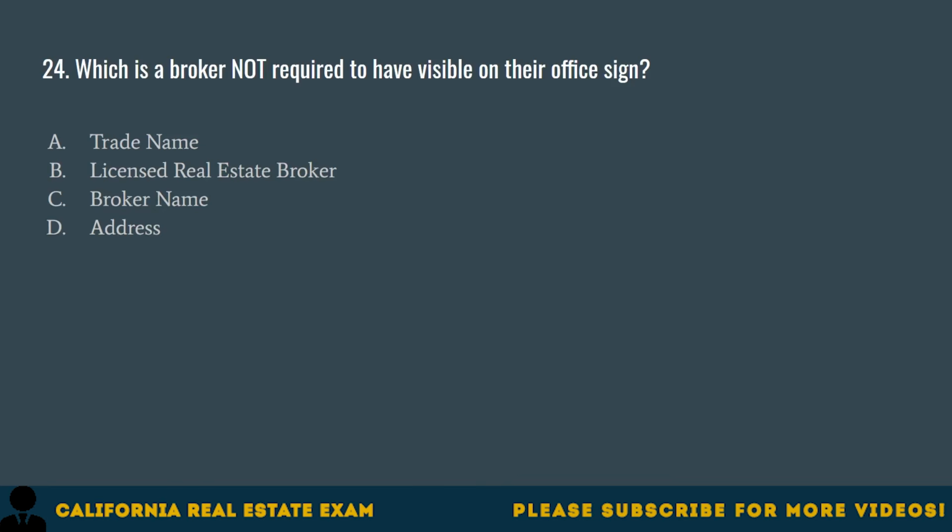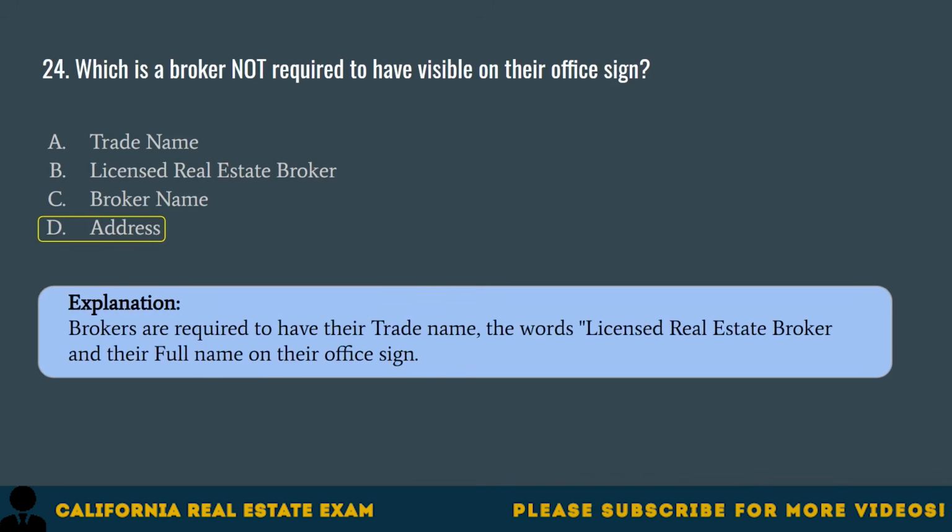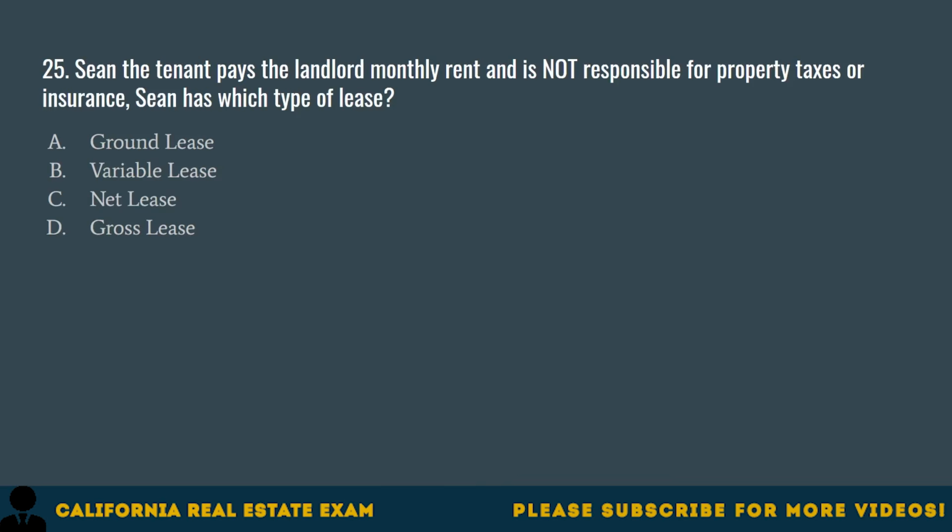C. Broker name. D. Address. The correct answer is A. Address. Brokers are required to have their trade name, the words licensed real estate broker, and their full name on their office sign.